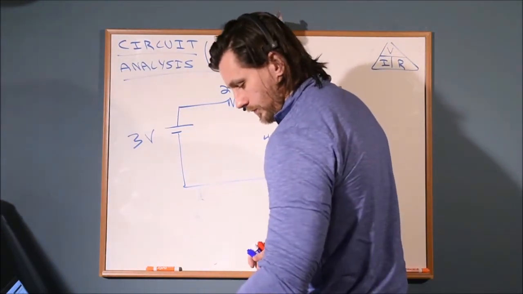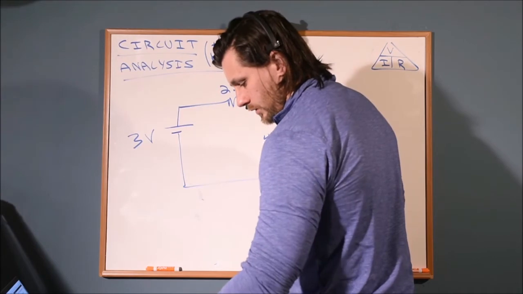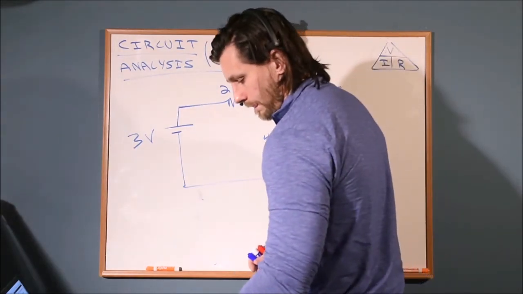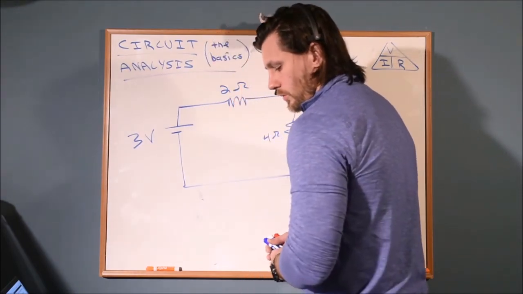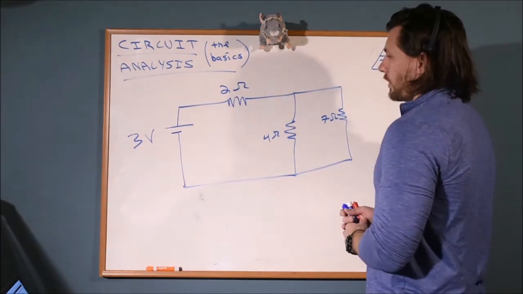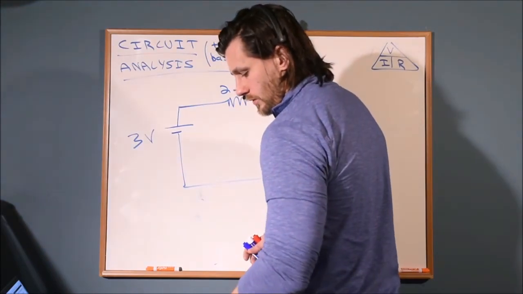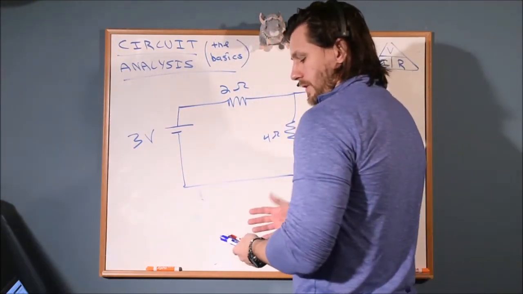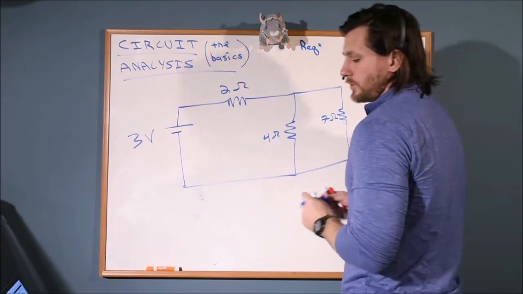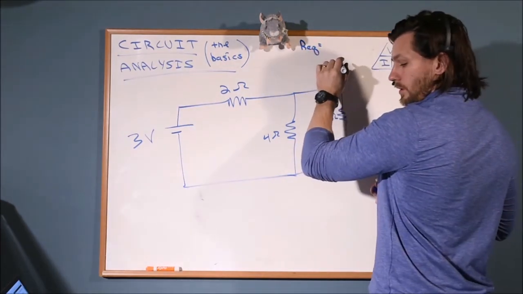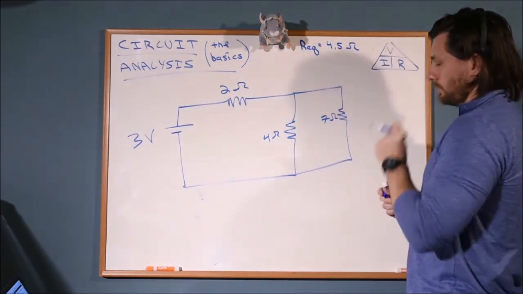1 over 4 plus 1 over 7. That's 28 over 11, which is 2.5454. Okay, and then once we simplify this down, we're going to add it to the 2 ohm. So that gives us an REQ of 4.5. Numbers don't always work out perfectly. That's okay. 4.5 ohms. Okay, REQ is 4.5 ohms.